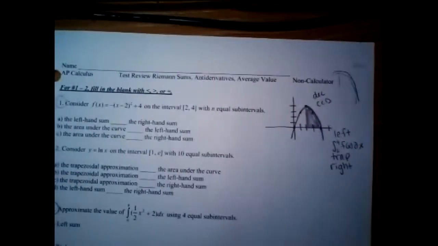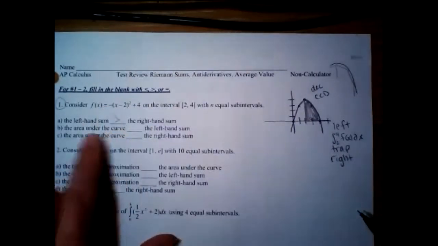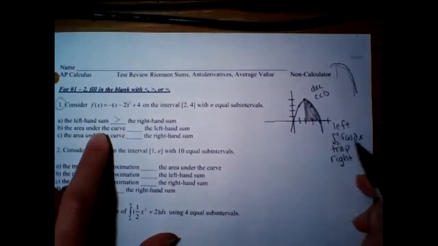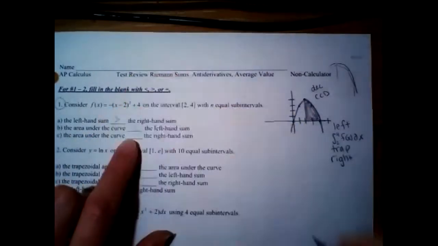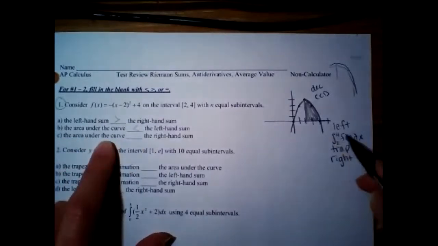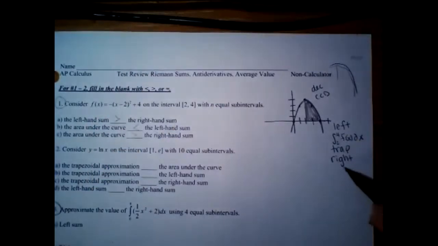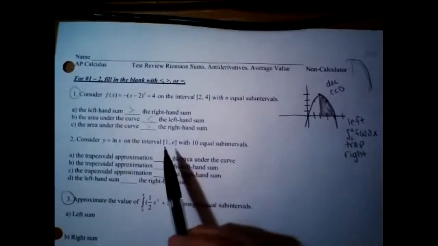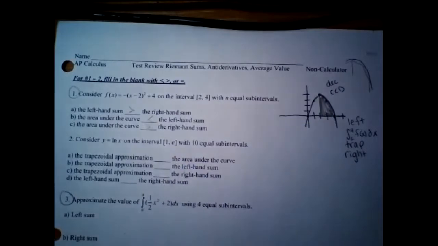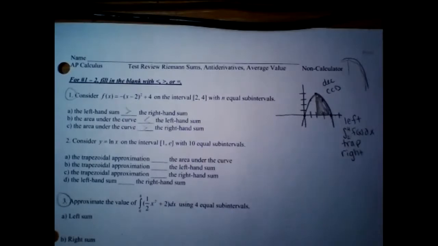And so then you can use that to answer these questions. The left-hand sum is going to be bigger than the right-hand sum. The area under the curve, that's the integral, that's the true area, is smaller than the left-hand sum. And the area under the curve, again, that's this integral, is going to be bigger than the right-hand sum. What I ask you to do on the test is just list these out in order, smallest to biggest. And number 2 is the same type of question as number 1. You would want to draw a picture of that just to get a visual, look at what it's doing, increasing and decreasing, its concavity, and then put those in order.